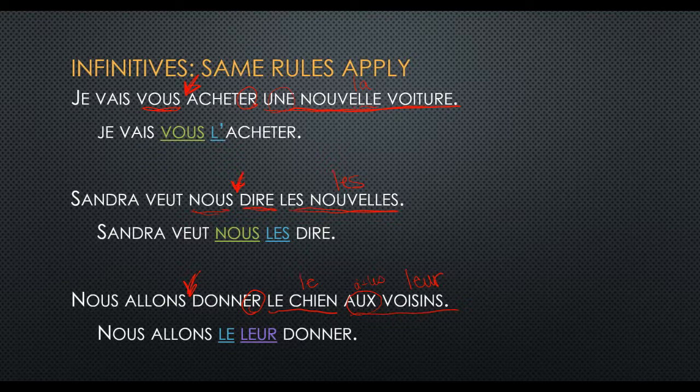Okay? Now, let's do this negative real fast. Now, remember, when we do negative with an infinitive, the le, la, les, the lui, leur doesn't really matter. The ne pas is going to go around the first verb, the conjugated verb, just like we normally do anyway, okay? So, je ne vais pas vous l'acheter. I'm not going to buy you it. Okay, so the vous and the le go in front of the infinitive, all right? Sandra veut nous les dire.